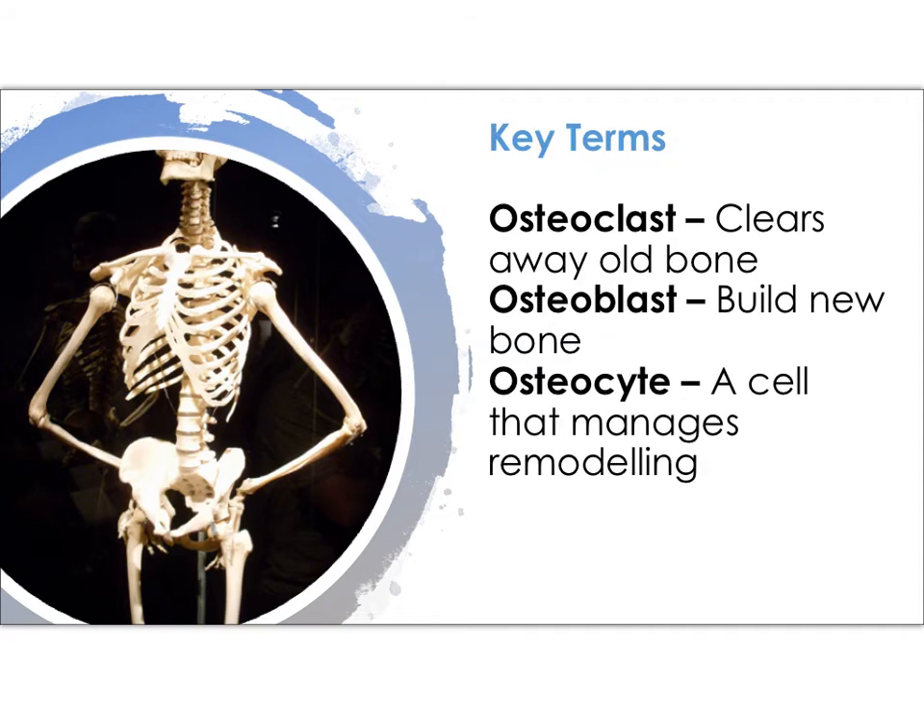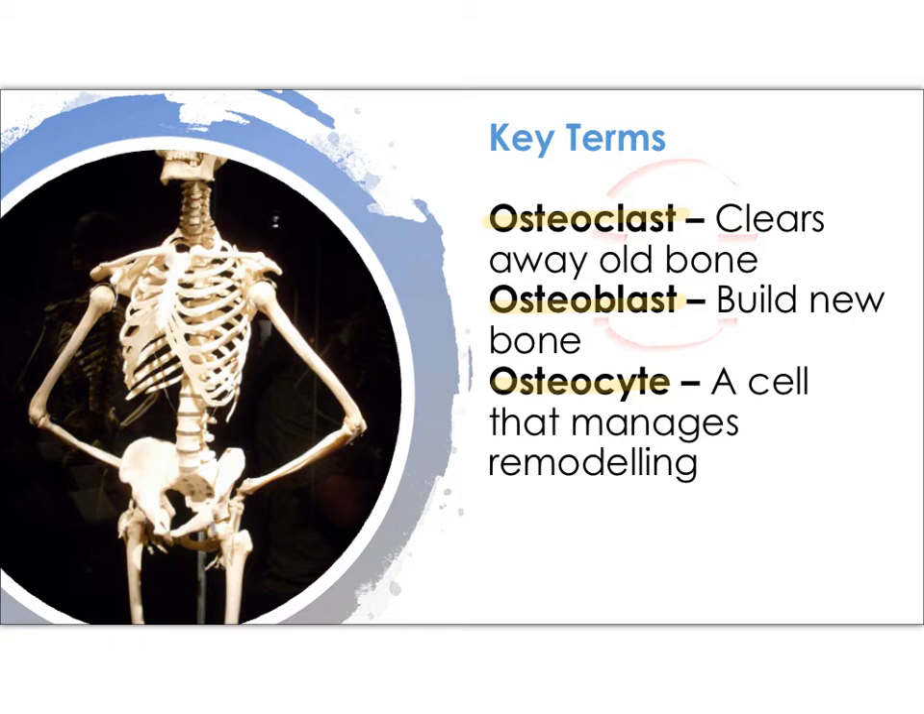We will start by looking at the skeletal system and see how bone is formed. So there are 3 key terms: osteoclast, osteoblast and osteocyte. An osteoclast clears away old bone. If you notice, they both begin with a C. That might help you to remember their function. An osteoblast builds new bone. So they both start with a B. Again, helps you remember. An osteocyte is a cell that manages the remodelling of bone.